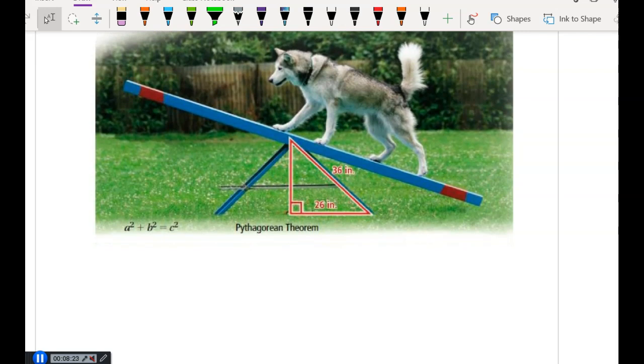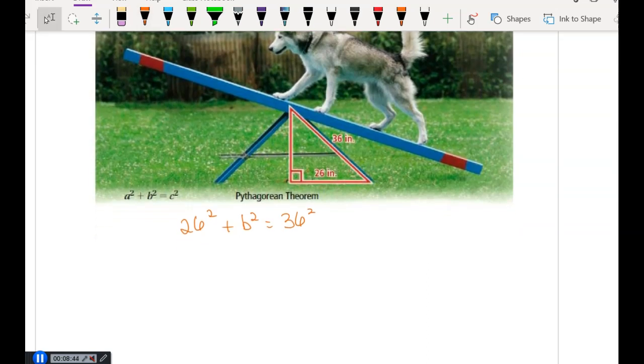So let's plug in our information. I have 26 inches as one leg. I'm going to square that, plus b squared is equal to my hypotenuse squared, which is 36. So 26 squared is 676, plus b squared is equal to 1,296.